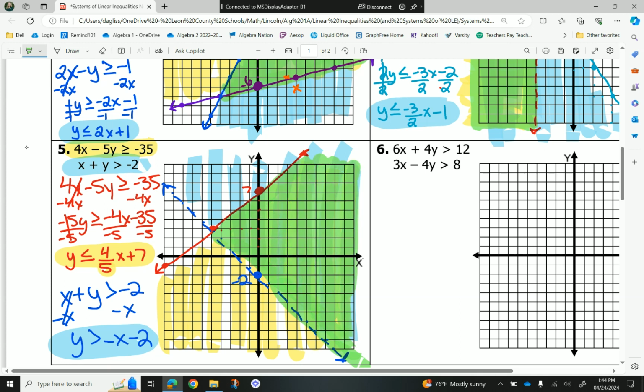Famous question, what is it? Is the origin a solution? Yeah, it is. Look, he's in the green.